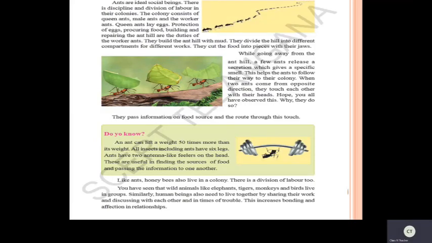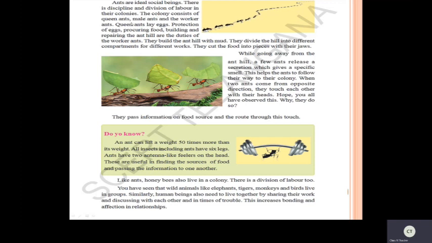See here, ants are ideal social beings. Yes, children, see the discipline. There is discipline and division of labor in their colonies. So the works also will be distributed among them. Whatever the works, they will distribute among them and also they maintain discipline.